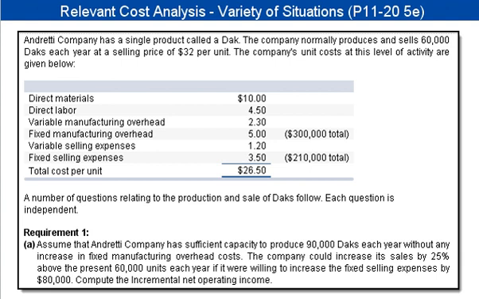So the first requirement says, assume that the company has sufficient capacity to produce 90,000 DAKs each year without any increase in fixed manufacturing overhead cost. The company could increase its sales by 25% above the present 60,000 units each year if it were willing to increase the fixed selling expenses by $80,000. Compute the incremental net operating income. So let's take a look at the solution.